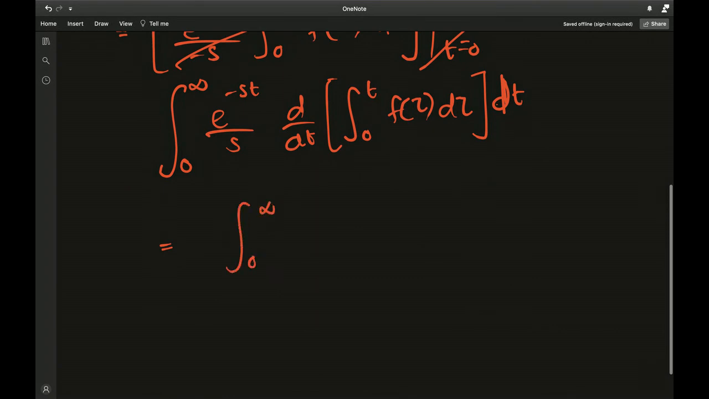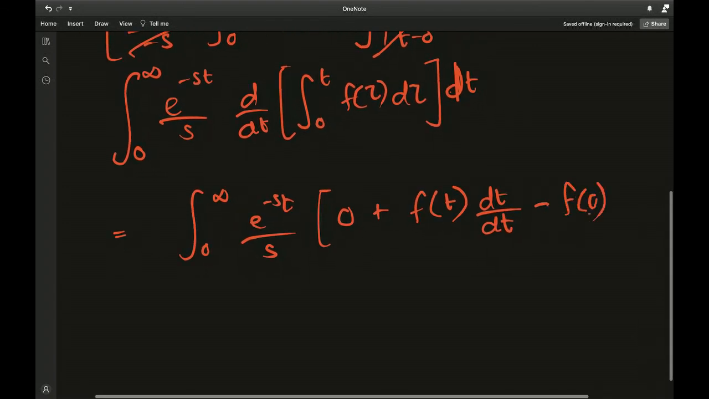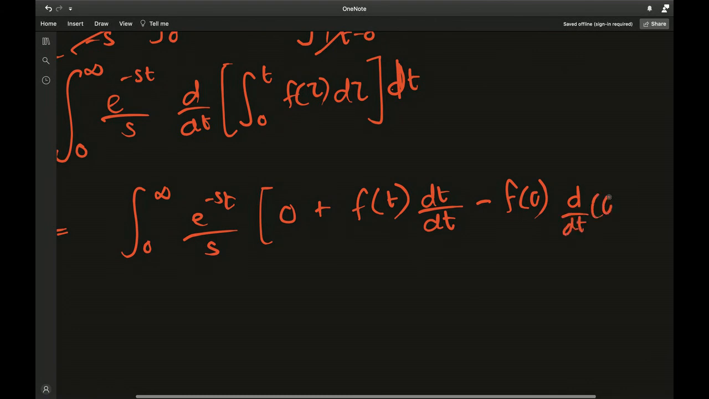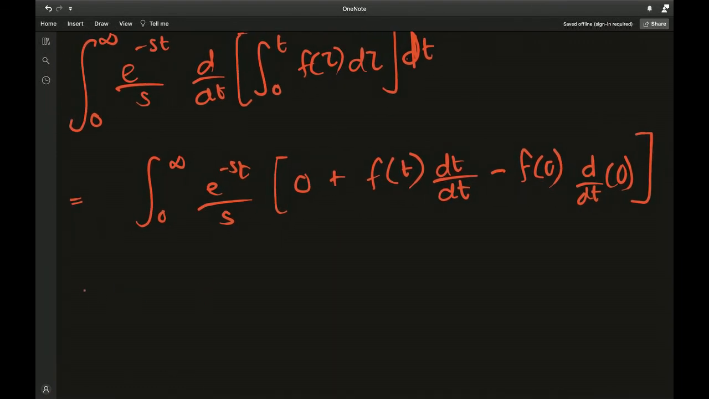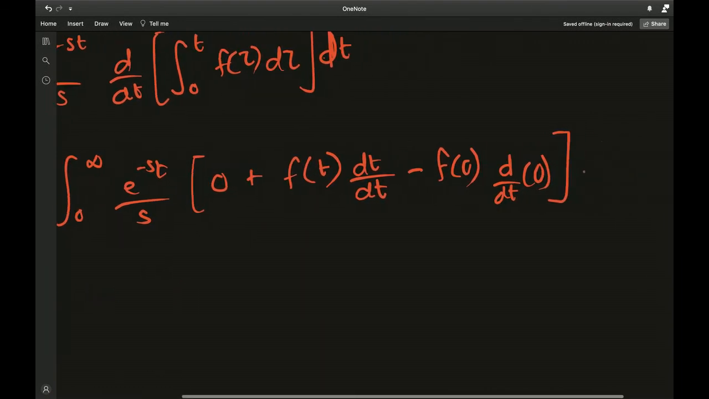Now here we have the integral from 0 to infinity, e to the negative st over s. And now using the Leibniz rule of differentiating under the integral sign, since the argument contains no functions of t, that part will go to 0, plus f of the upper bound times the derivative of the upper bound with respect to time, minus f of the lower bound times the derivative with respect to time of the lower bound. That's the Leibniz rule of differentiating under the integral sign. And we still have a dt, so don't forget that.